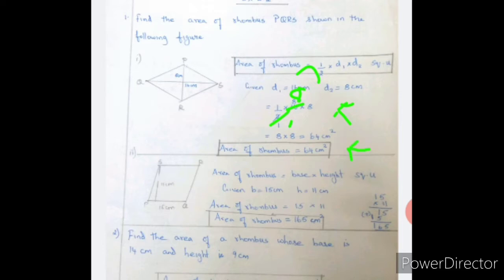Coming to the next sum. Here they have given in the figure the base and the height. So what formula do we have to use here? Area of rhombus equal to base into height square unit. The given base is 15 centimeter and the height is 11 centimeter. So multiply base into height, that is 15 into 11. Once you multiply 15 into 11 in the rough column, your answer is 165 centimeter square.